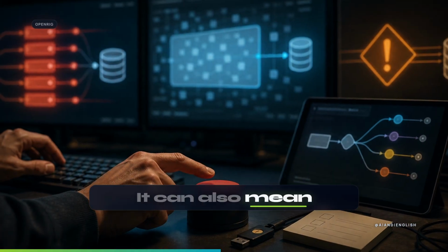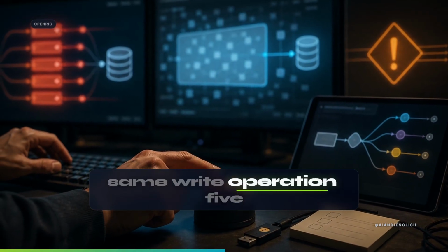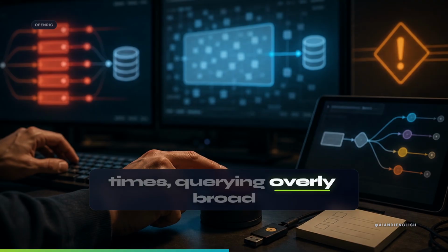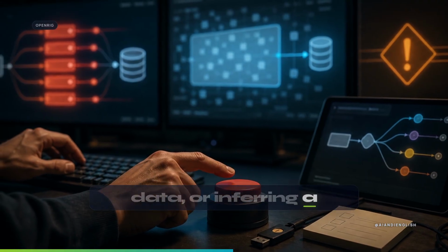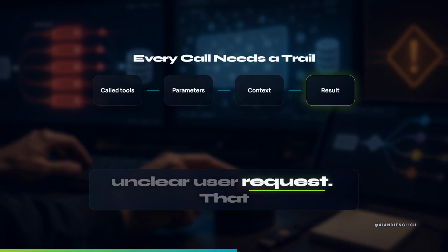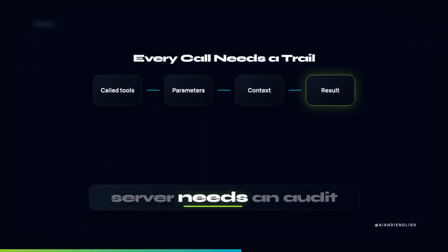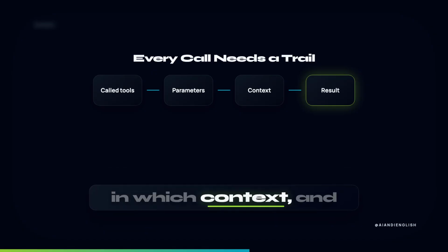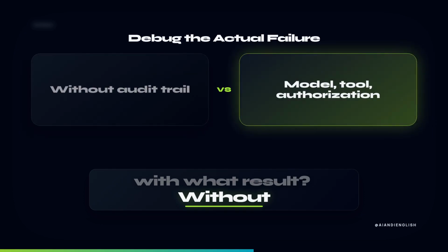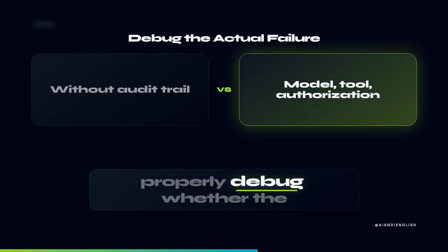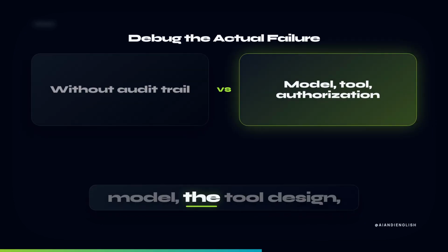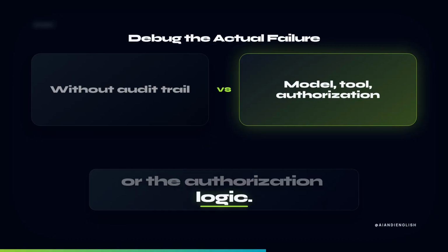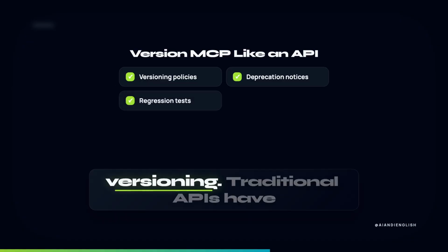The third mistake is missing abuse detection. Tool abuse does not only mean a malicious attack, it can also mean an agent repeating the same write operation 5 times, querying overly broad data, or inferring a risky action from an unclear user request. That is why an MCP server needs an audit log. Which tools were called, with which parameters, in which context, and with what result. Without that trail, nobody can properly debug whether the failure was in the model, the tool design, or the authorization logic.